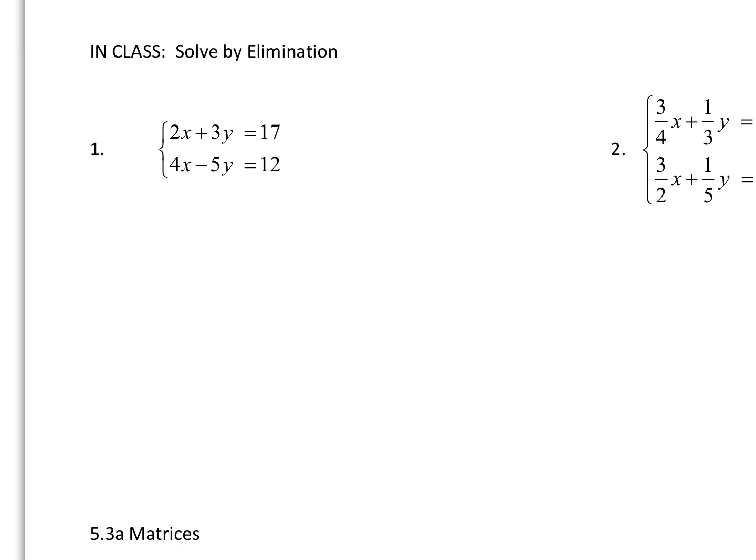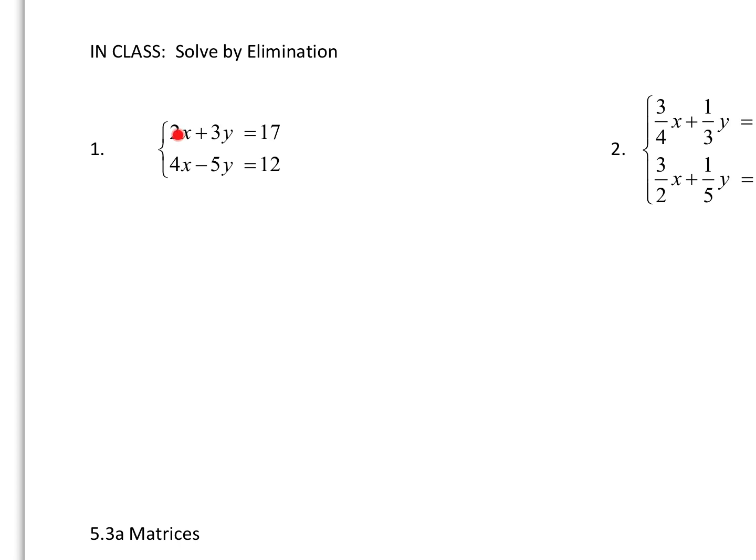I'm looking at my variables. I've got 2x, 4x, 3, and 5. Which variable do you think we should get rid of? The x? The x or the y? It really doesn't matter. Well, x will be easier because they're even numbers? I mean, it really doesn't matter. You can do it either way.